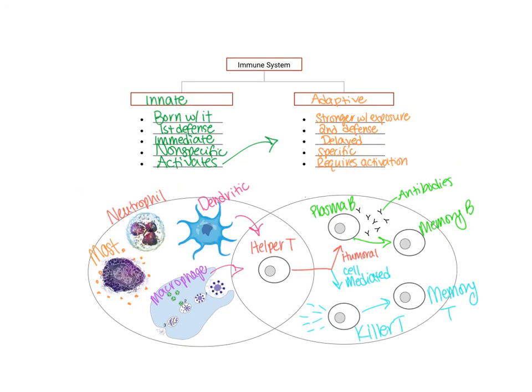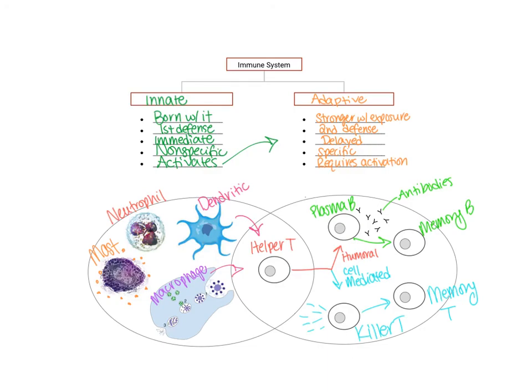So, to review and to conclude this set of notes, you've learned about two major divisions of the immune system response. The first is called the innate immune response. It's something you're born with, it's your first line of defense, it's immediate, and it responds to everything exactly the same. Some examples of cells here include the mast, neutrophil, dendritic, and macrophage cells.